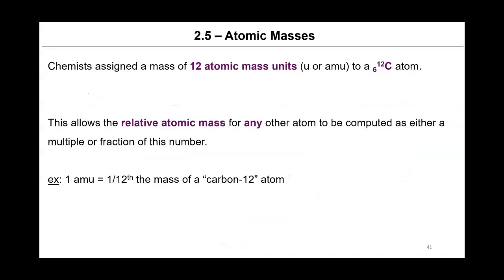It's useful to think about where the AMU came from, and what chemists did was this. They assigned a mass of exactly 12 atomic mass units to the carbon atom that has a mass number of 12 and an atomic number of 6. This allows the relative atomic mass for any other atom to be computed as either a fraction or a multiple of this number. What we're really saying is that 1 AMU is 1/12 the mass of a carbon atom with a mass number of 12.